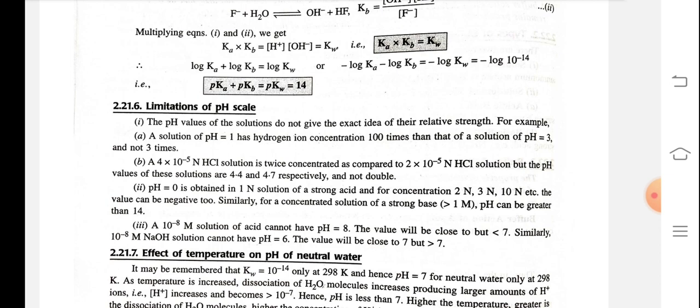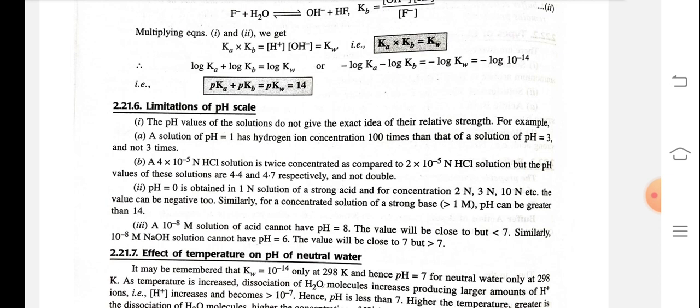pH equal to 0 is obtained in a 1 normality solution of a strong acid, and for concentrations of 2 normality, 3 normality, 10 normality, etc., the value can be negative. Similarly, for a concentrated solution of a strong base, pH can be greater than 14.